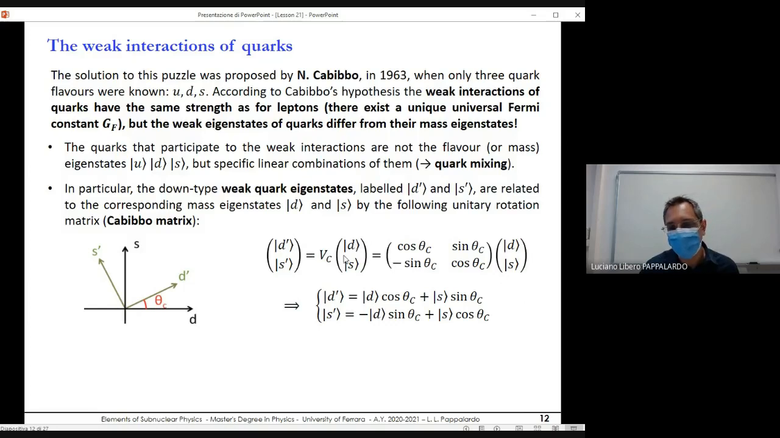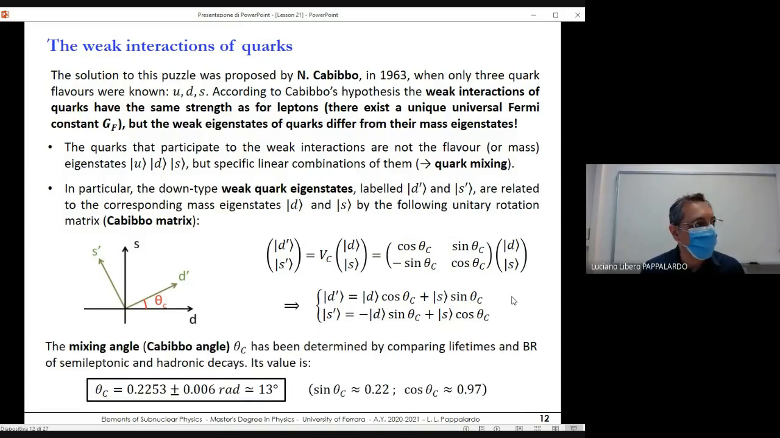When you now consider the product of the matrix with the vector, you obtain these two combinations for the weak eigenstates. The d prime is a combination of the d and s, with the cosine and the sine of theta Cabibbo, and the s prime is this different combination of the d and the s. So what really takes part in the weak interaction is not d and s, but d prime and s prime. It is a quantum superposition of eigenstates, like the Schrödinger cat in the box, if you like.